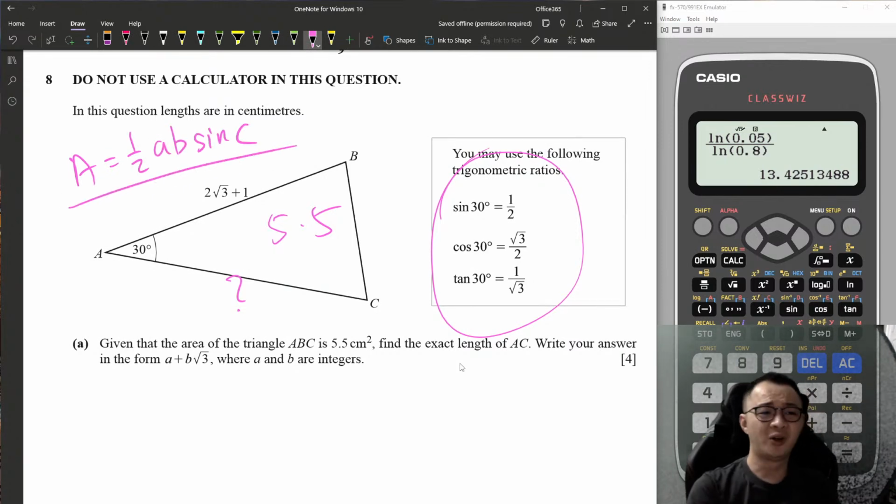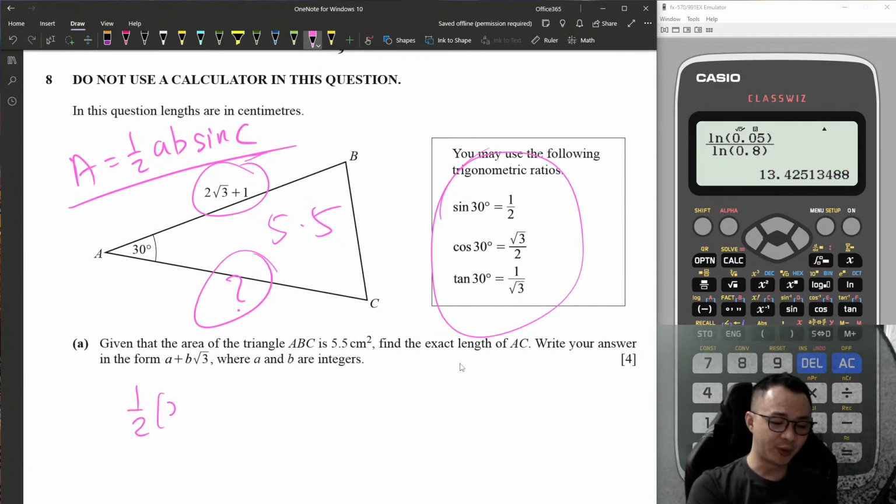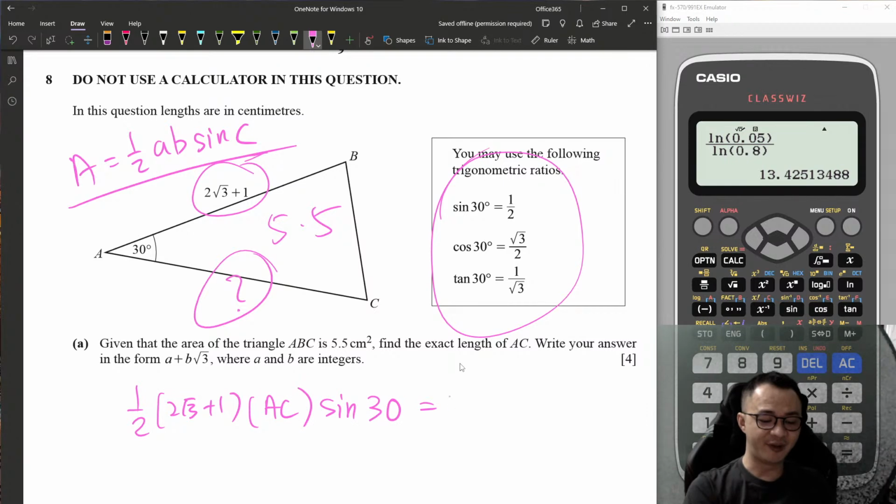The formula. Or you can say BC sine A is the same thing. Alright, so A and B will be both sides. C will be the angle in between, so it's sine 30 in this case. So, okay, so half, this one will be 2 surd 3 plus 1 multiply AC sine the angle between, I should get 5.5.